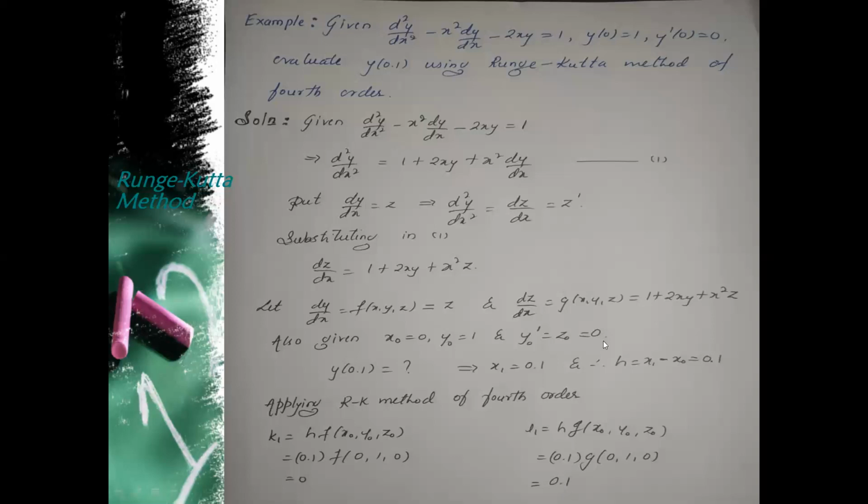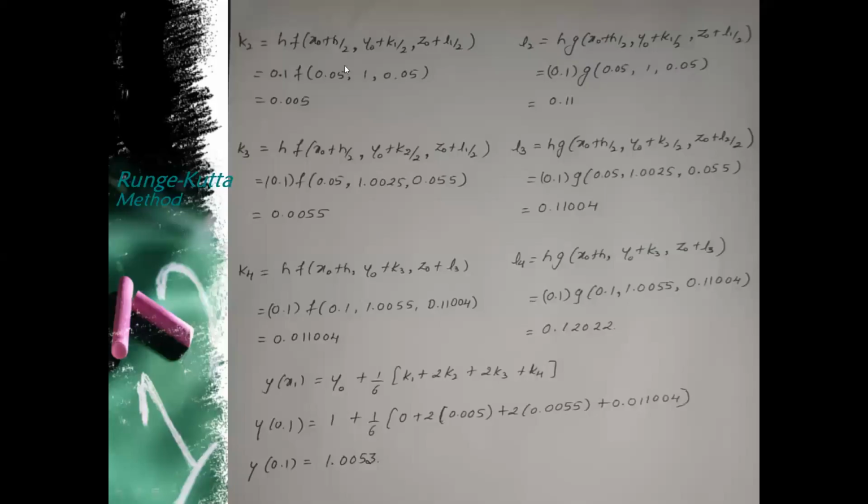Now we have to go for the next values, that is K2. So K2 is given by h into f of x naught plus h by 2, y naught plus k1 by 2, z naught plus L1 by 2. So we'll substitute the values.